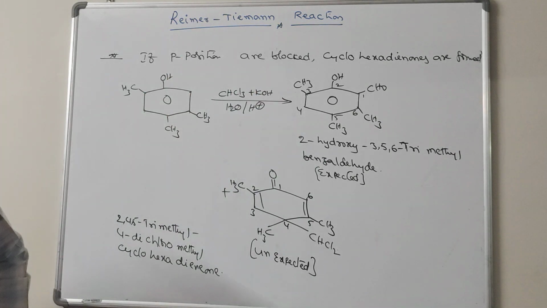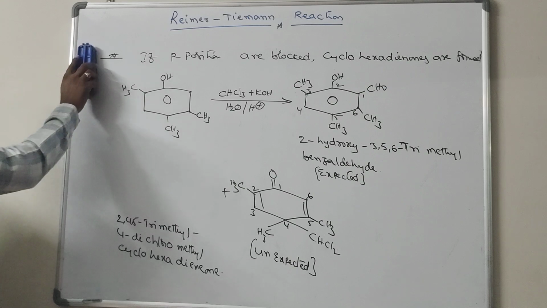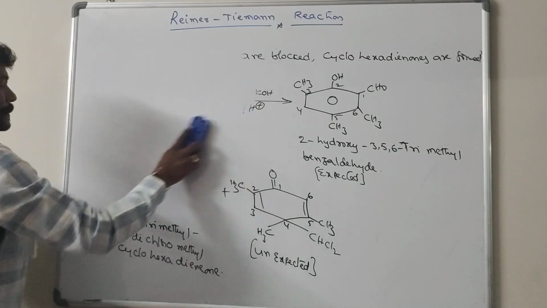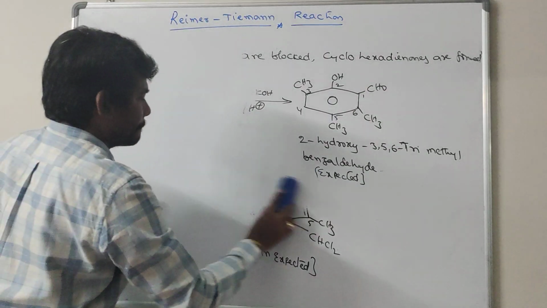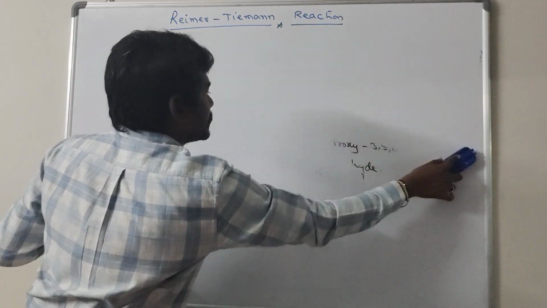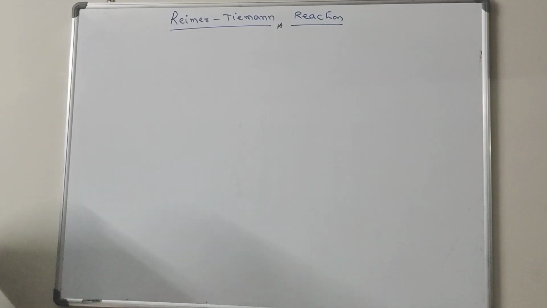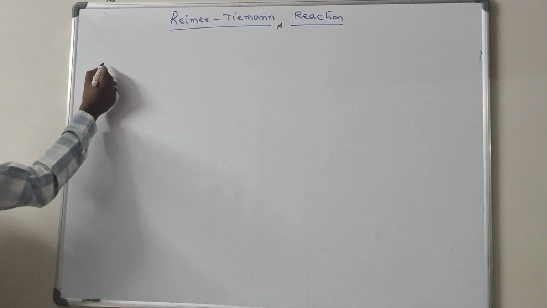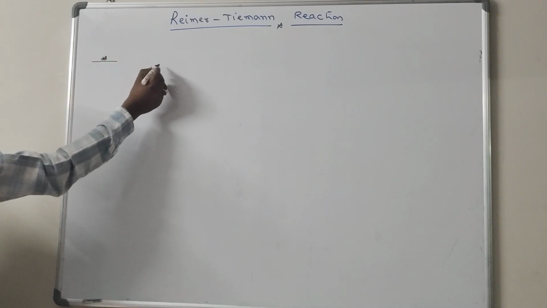And one more example is there, a very, very important example. Actually, what happens when 1,2,3,4-tetrahydro 6-hydroxy naphthalene, very, very important.